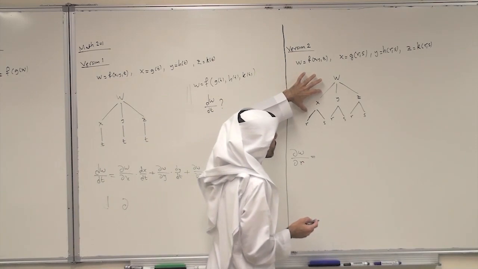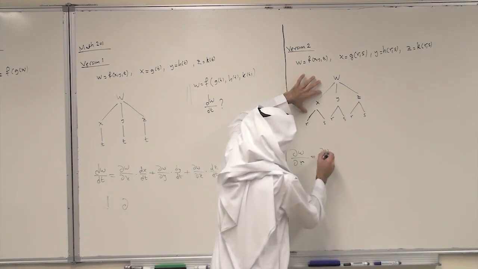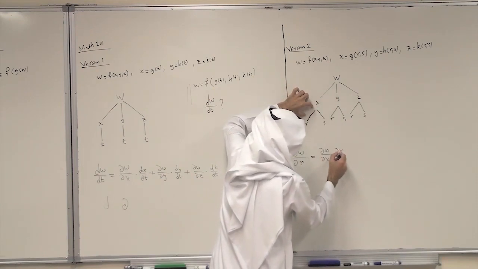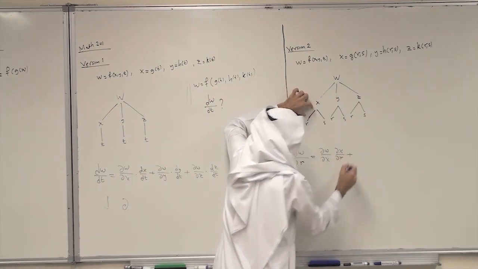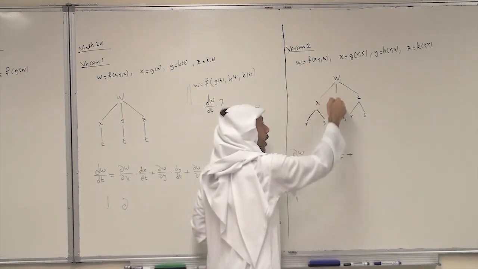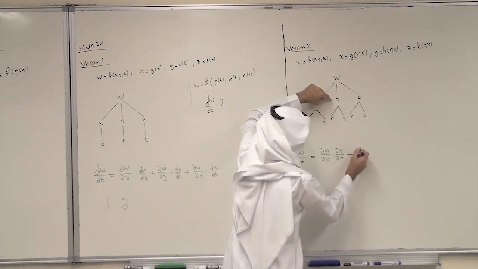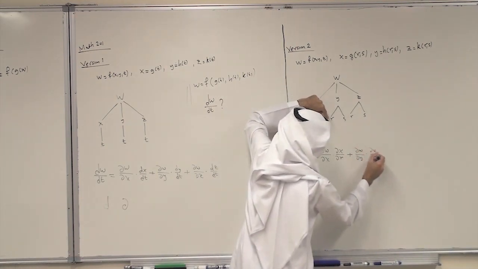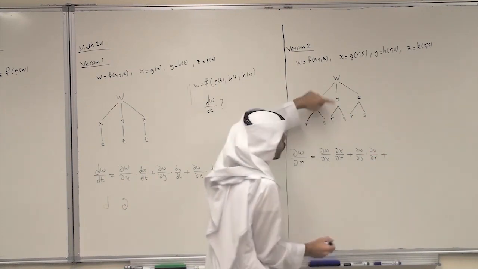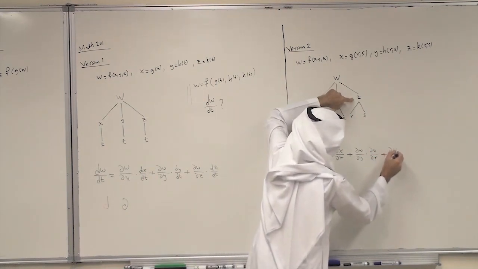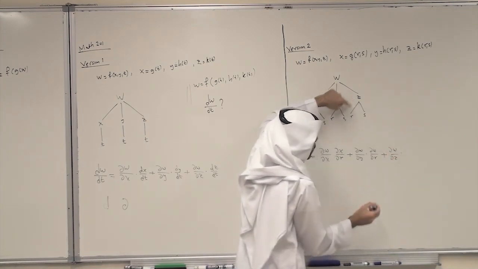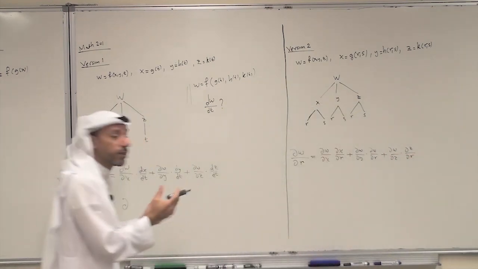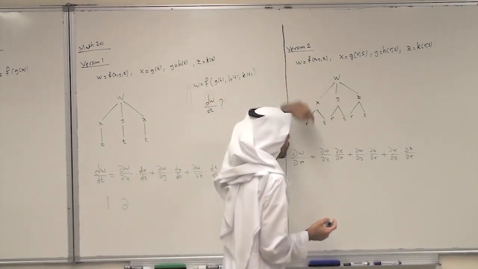So through the first path, this is partial w, partial x, then partial x, partial r. Plus the second path, through y, partial w, partial y, times partial y, partial r. Plus, through the last path, through z, partial w, partial z, times partial z, partial r. So this is the formula for the derivative of w with respect to r.